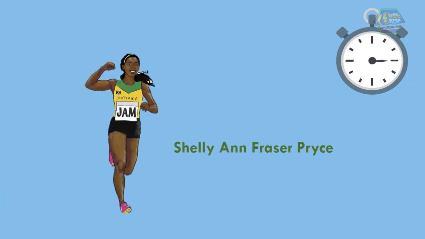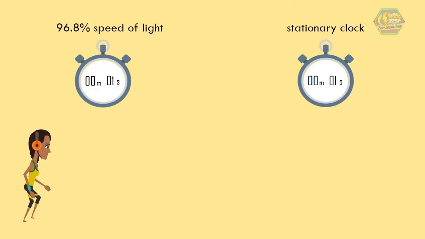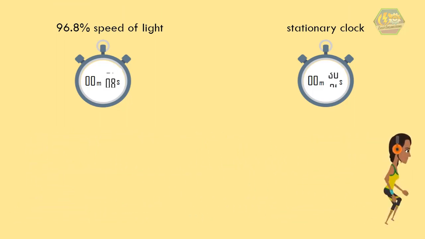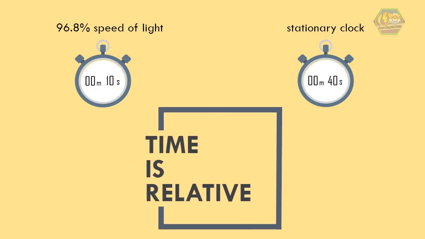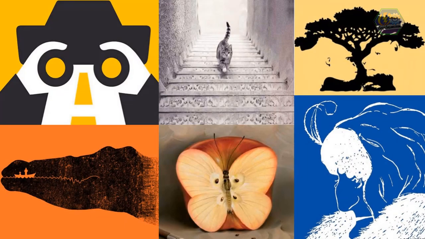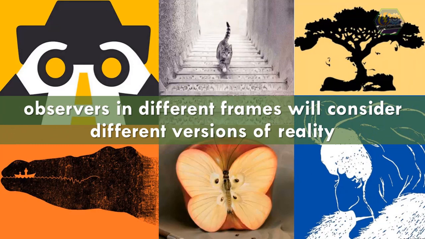Take for example, Shelly-Ann Fraser-Pryce, the woman who broke Usain Bolt's record. Suppose she ran at 96.8% the speed of light and took about 10 seconds to finish a race according to her clock. A stationary judge would record 40 seconds, to which she would obviously object. But their argument is rather pointless since time is relative. The main point here is that observers in different frames will consider different versions of reality.